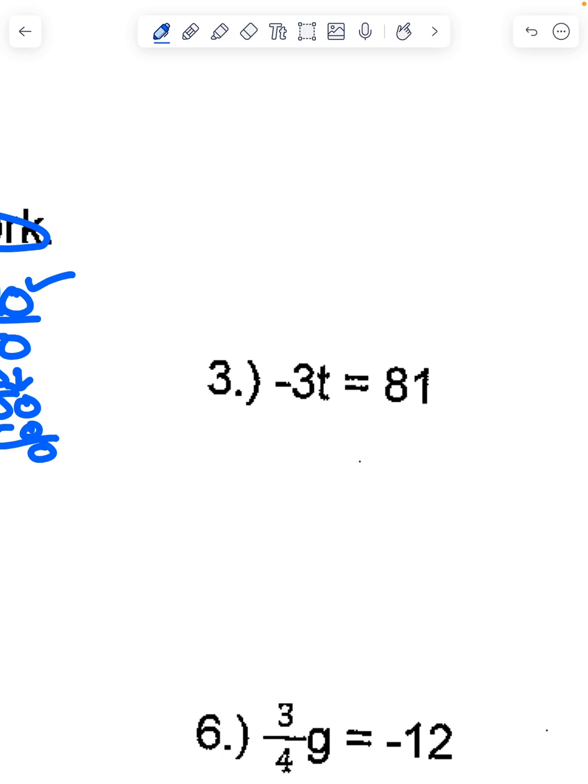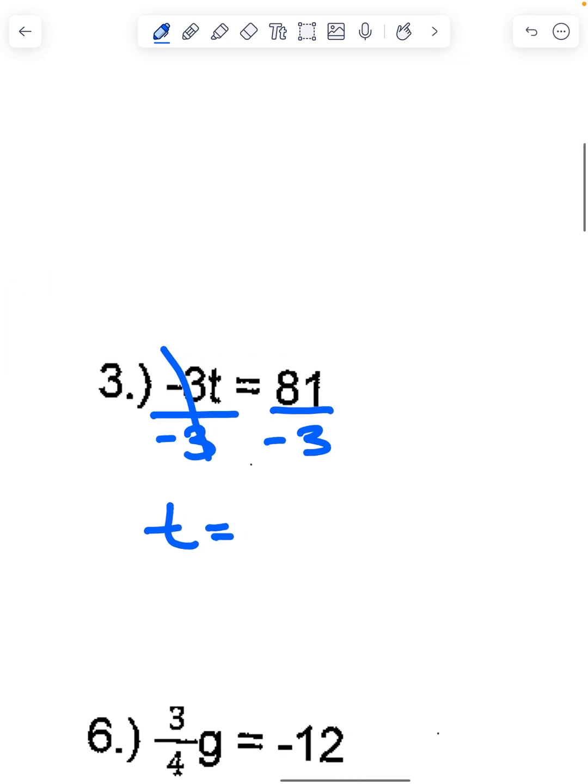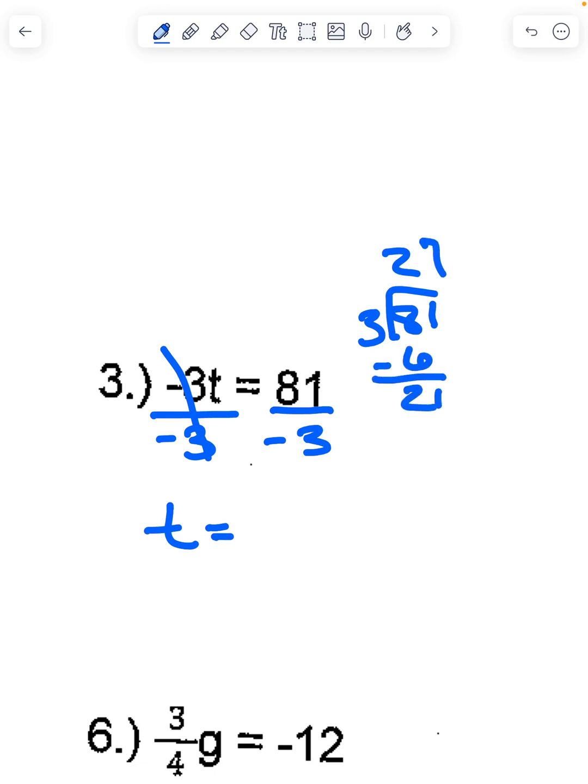All right, number 3 says negative 3 times something is 81. We want that t by itself. You're going to take that negative 3 with you on both sides, because a negative 3 divided by a negative 3 is a positive 1t, which is always what we want, a positive variable. And then 81 divided by 3 is 27. A positive divided by a negative is a negative 27.